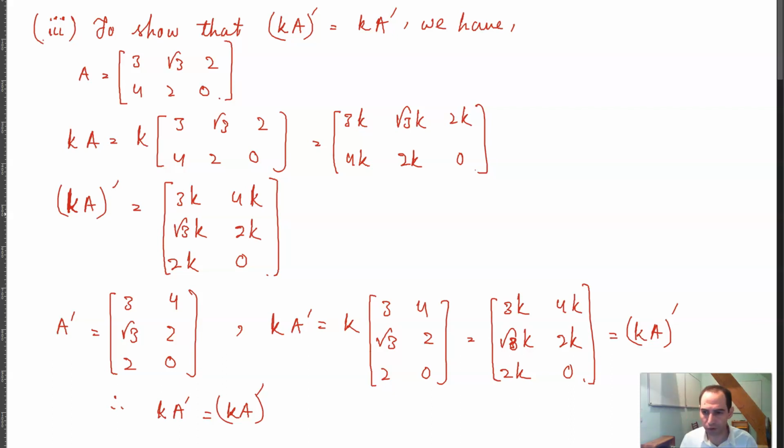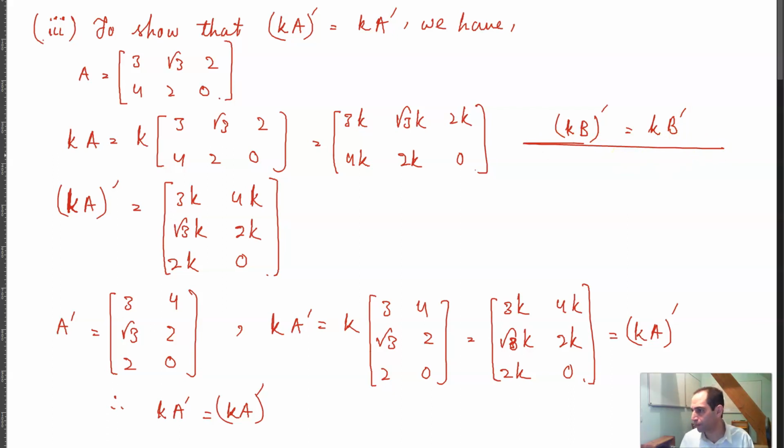Actually, the third part of the question was a little bit different, meaning that I was supposed to show that kB whole transpose is the same thing as k B transpose, but that's basically the same story, meaning that you would do it in the exact same way.